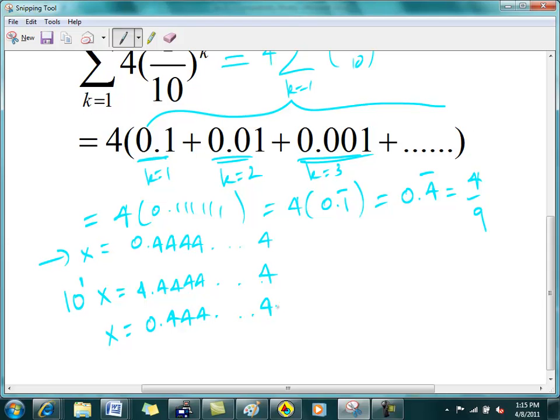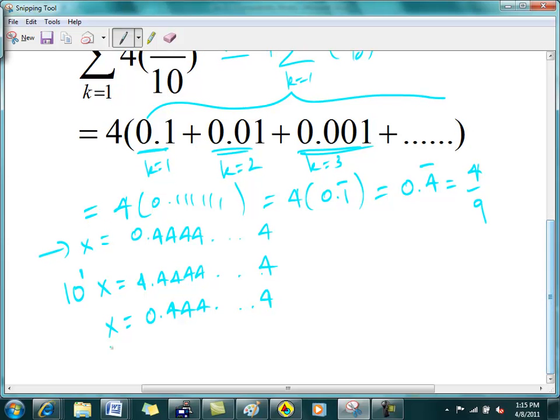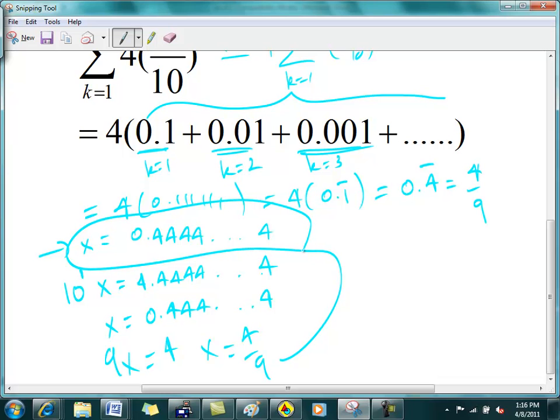Now, if I subtract the two equations, Maria, what do I get on the left hand side? Just the left hand side. 9x. What do I get on the right hand side? 4. What's x equal to? How did that happen? Where did 9x come from? You guys got to pay attention.